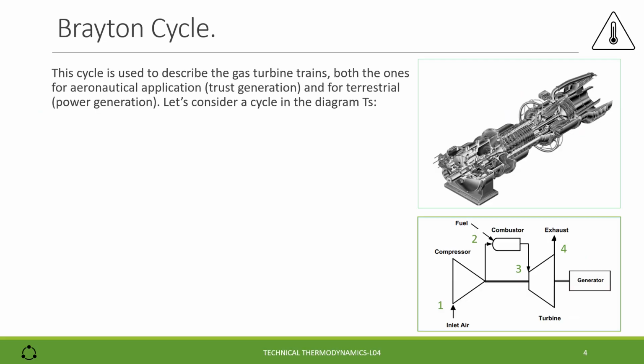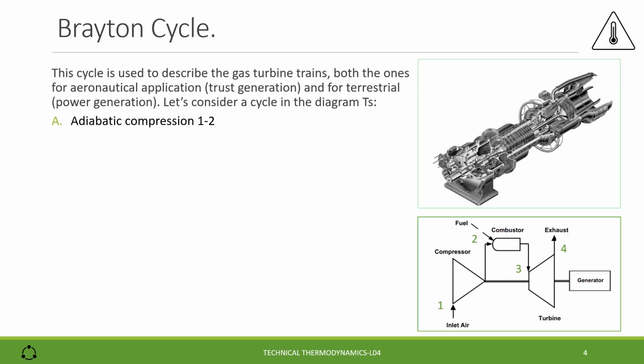We start with the Brayton cycle. This cycle is used to describe the gas turbine trains, both the ones for aeronautical applications, for thrust generation, and for terrestrial application, power generation. Let's consider a cycle in the diagram TS.